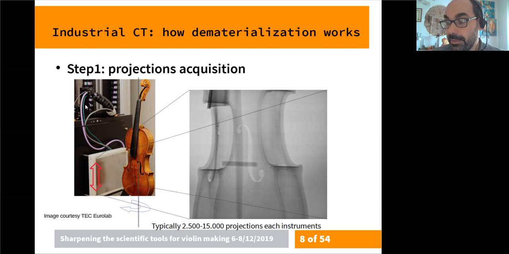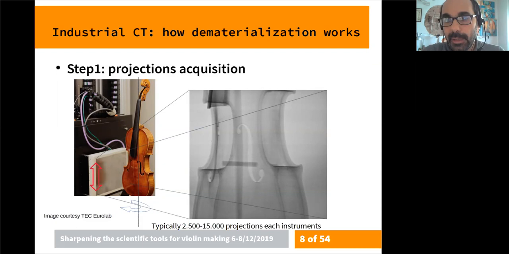And on the left, we see the detector, which is normally a flat panel detector. And when the X-rays are emitted from the X-ray source, they go through the air, through the object, and they hit the detector. And what we see is something similar to the picture on the right. But then we need to take something like 2,500 to 15,000 projections for each violin or each part of the violin, for instance, of a scroll.